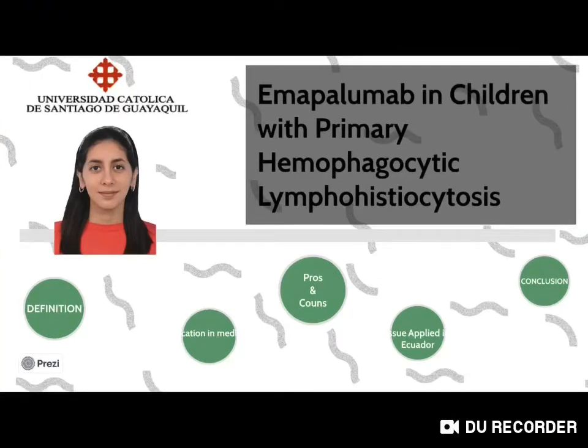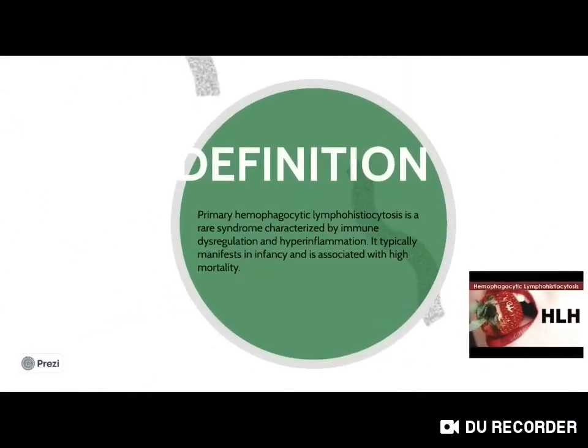I am a student of medicine and I am going to talk to you about Emapalumab in children with primary hemophagocytic lymphohistiocytosis. Definition: primary hemophagocytic lymphohistiocytosis is a rare syndrome characterized by immune dysregulation and hyperinflammation. It typically manifests in infancy and it is associated with high mortality.